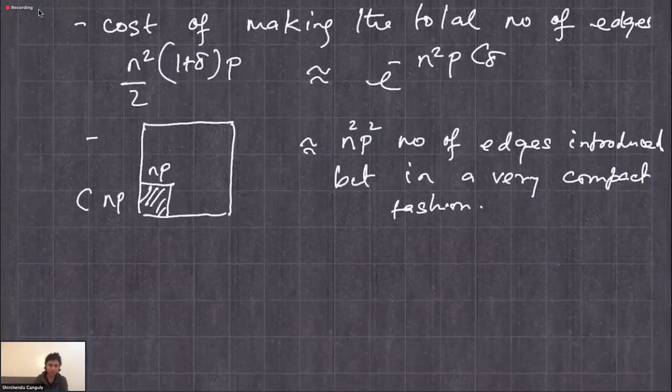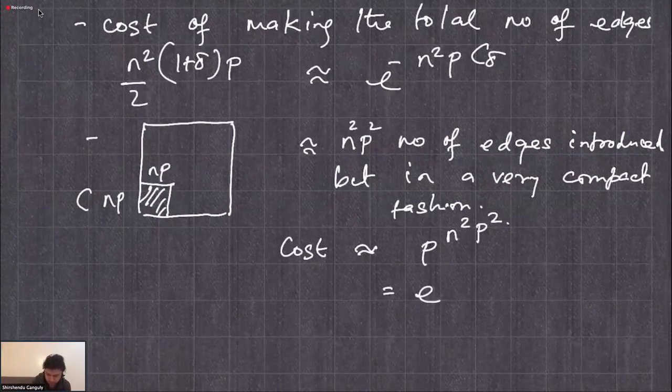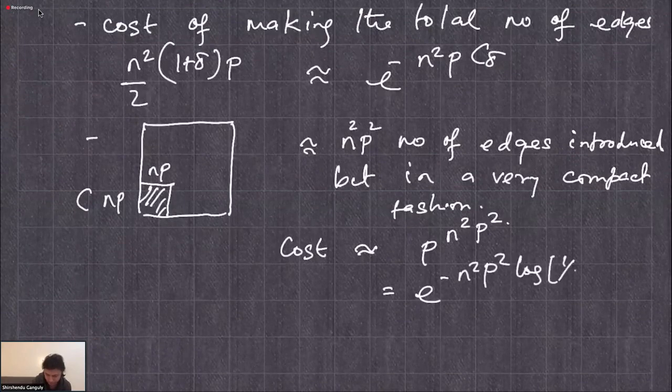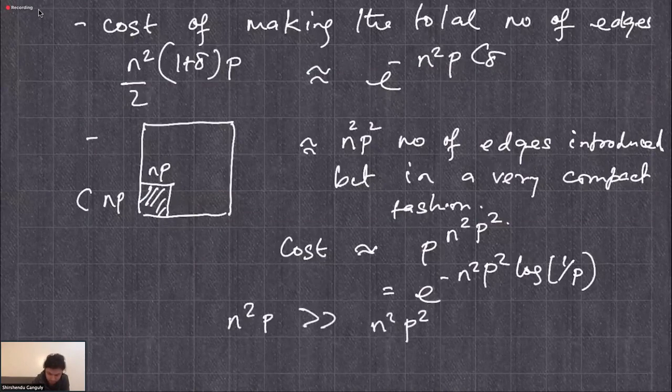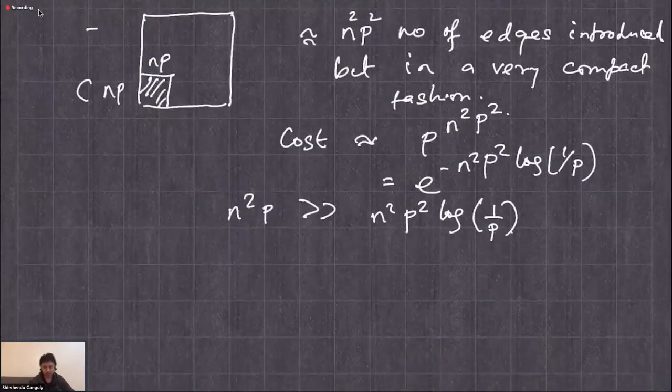And so the cost of this is actually what? I'm introducing n square p square many edges. Each of them, the probability of a particular edge appearing is p. So the cost is p raised to the n square p square, which is the same as e power minus n square p square log 1 by p. Now you see that n square p is much, much larger than n square p square log 1 by p if p is small. So this is a much more optimal strategy than increasing everything.